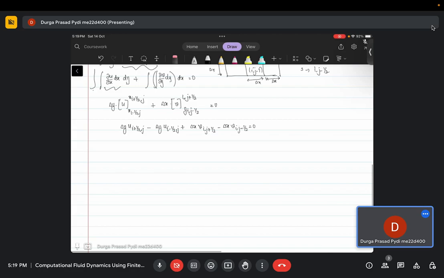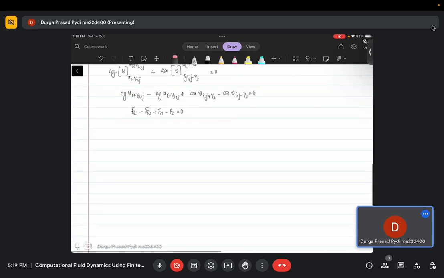So this is very similar to what we were writing previously. This is east minus west plus north minus south equals 0. So F east, F west, and the remaining two, north and south, respectively. So discretizing continuity is straightforward.